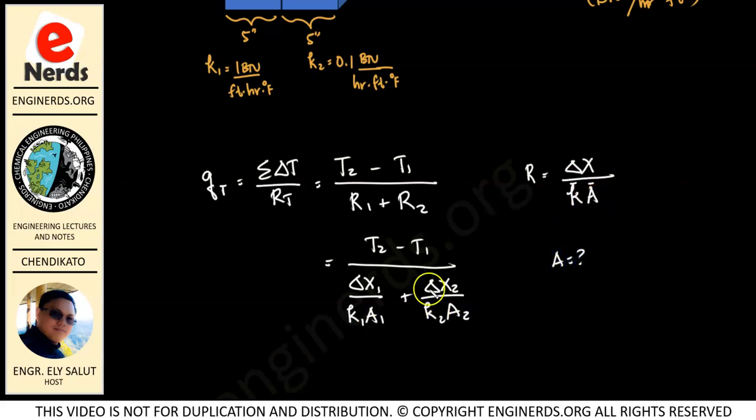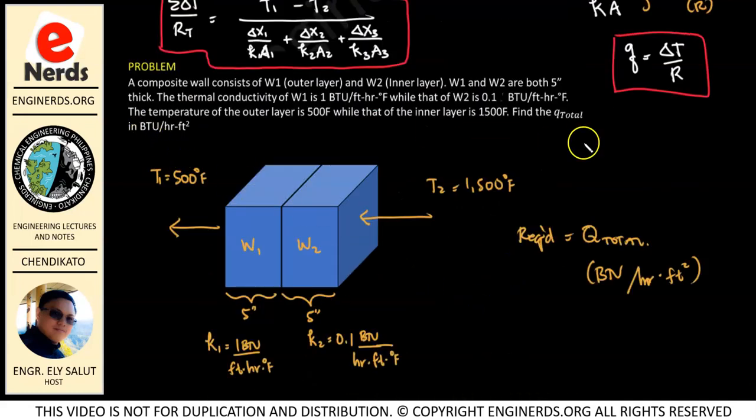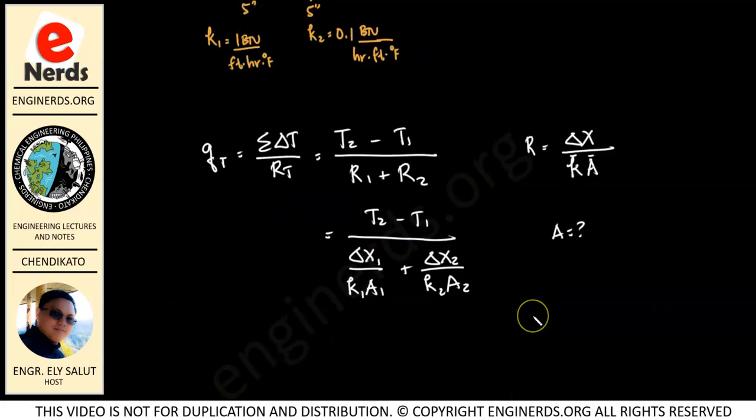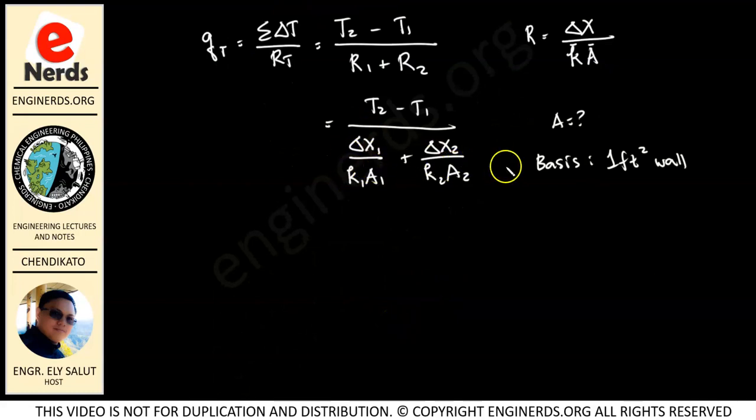So, basically, kung makikita ninyo yung ating required, okay, our required is to find the Q total in BTU per R per feet squared. So, we need to get the BTU per R for every 1 square feet ng ating wall. Okay, so basically, our answer should be based on 1 feet square area. So let us put that as our basis. Okay, so our basis here should be 1 feet squared of our wall. Okay, so basically dahil equal naman ang ating area dito, so our A1 and A2 will both be equal to 1 feet squared.